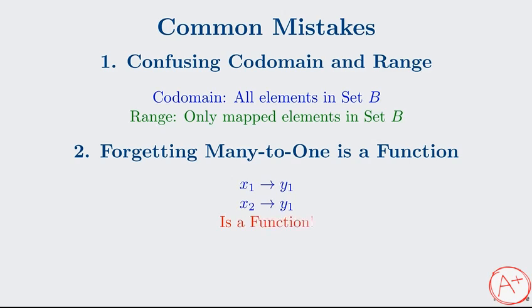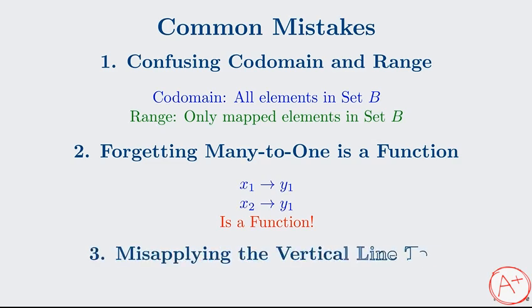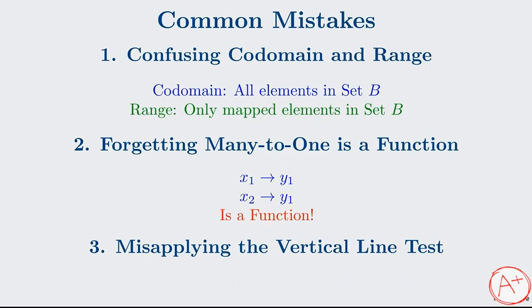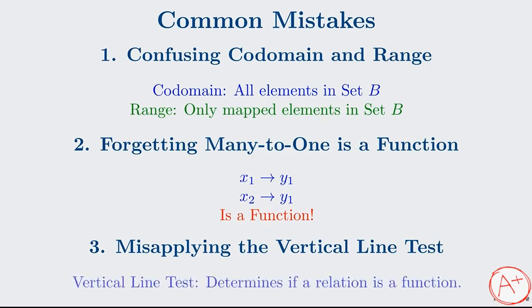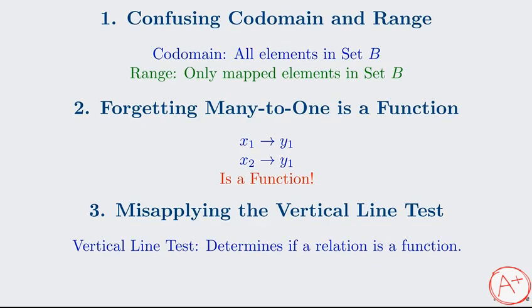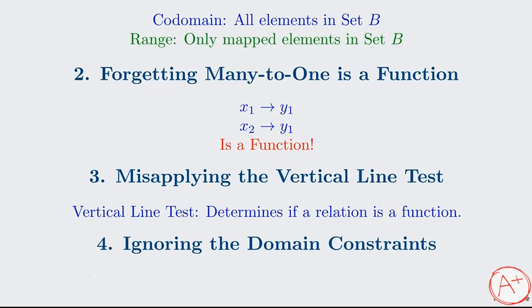it doesn't matter if multiple inputs share that same output. Third, students often confuse the vertical line test with the horizontal line test. The vertical line test checks if a relation is a function. The horizontal line test, which we will cover later, checks if a function has an inverse. Finally, ignoring the domain. A relation might be a function for one domain, but not for another if the mapping isn't defined for all elements in the set. Always check that every element in the domain has a partner in the codomain.